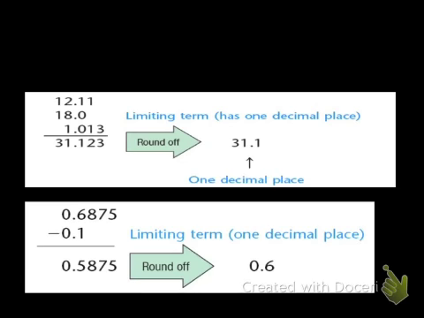Again, here's 2 more examples. So this first one, 2 decimal places, 1 decimal place, 3 decimal places, so we round it to 1. Our next one, 4 decimal places and 1 decimal place. For a subtraction problem this time, you're rounding it to the lowest number of decimal places, which would also be 1 decimal place.